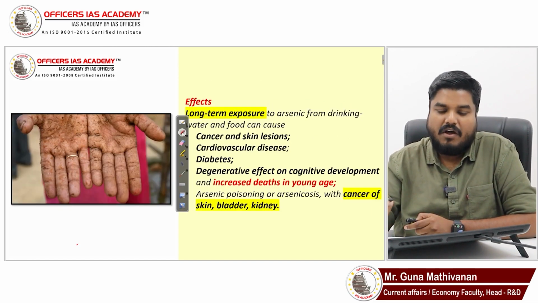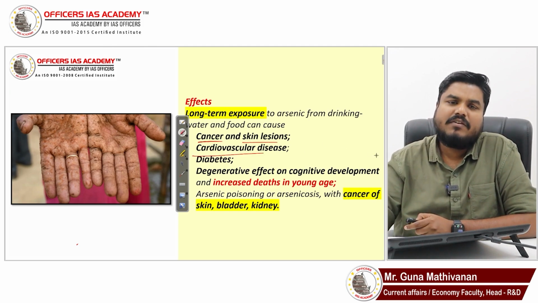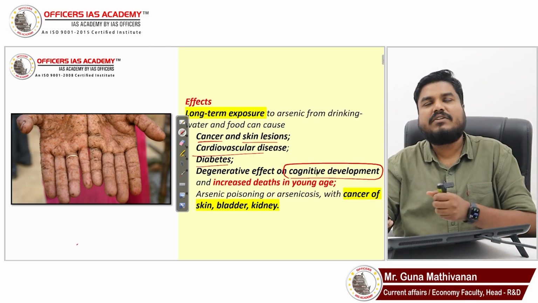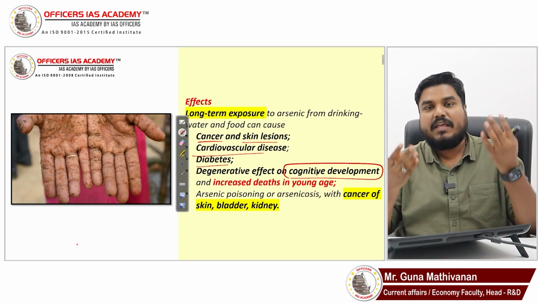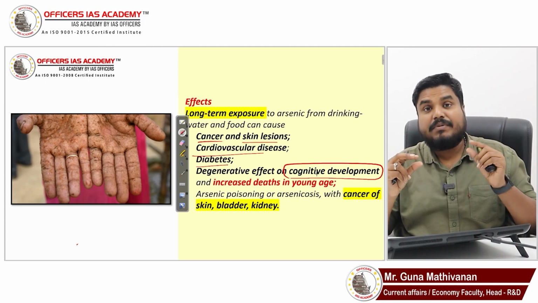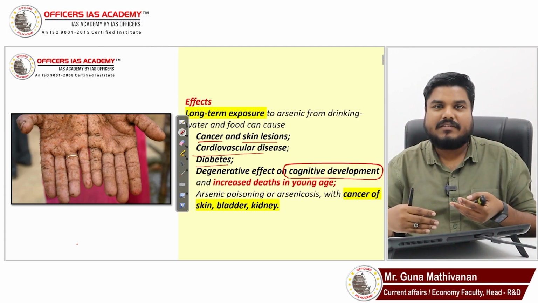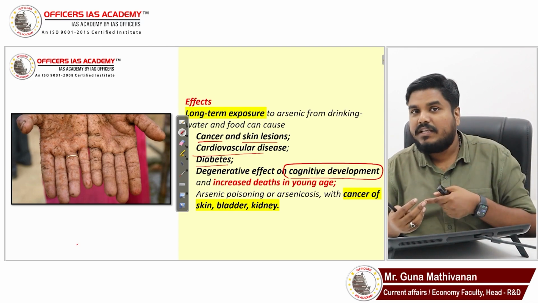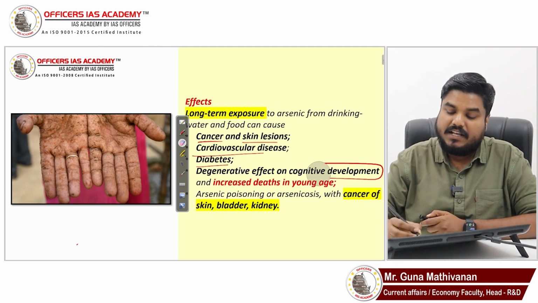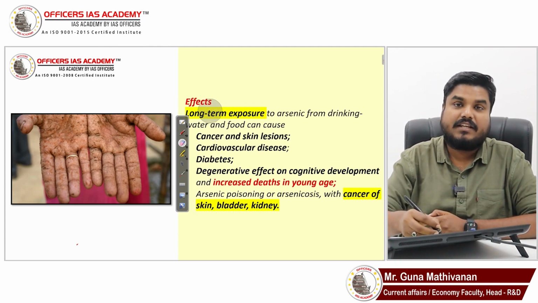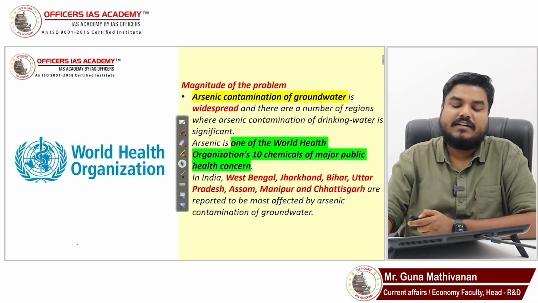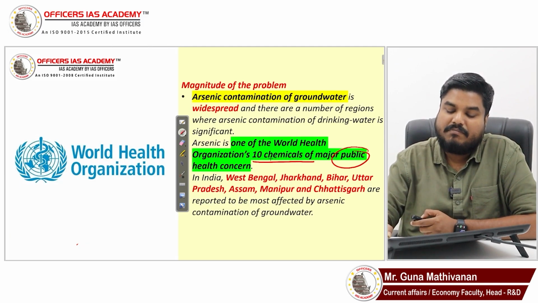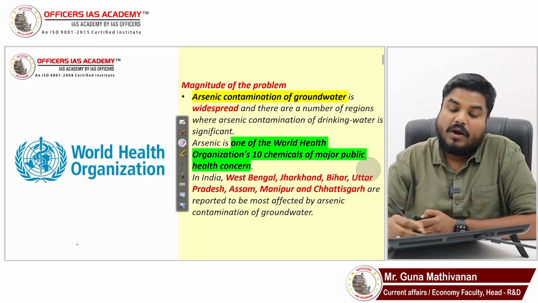So the effects of long-term exposure are cancer, skin disease, cardiovascular disease, diabetes, and degenerative effects on cognitive development. What is cognitive development? That has to do with your brain: the ability to think, to perceive, to remember. When there is more arsenic in your drinking water and food, your thinking and remembering ability will be affected. It can cause cancer in the skin, kidney and bladder. So the effects are disastrous. As I said, WHO lists arsenic among 10 chemicals of major public health concern.